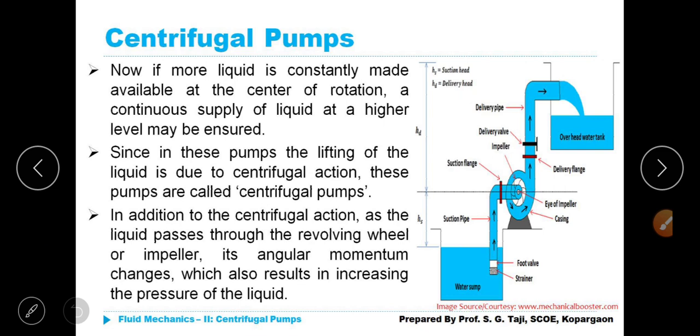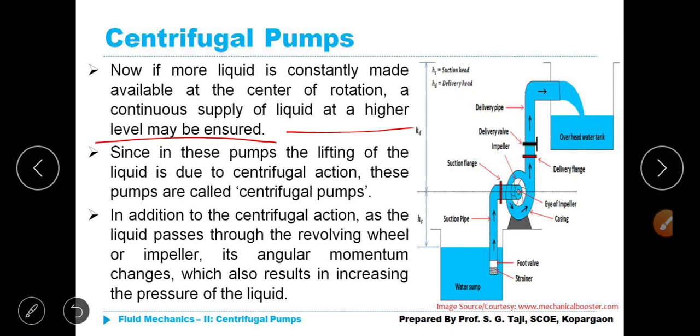If more liquid is constantly made available at the center of rotation, a continuous supply of liquid at a higher level may be ensured. Okay? There must be continuous and constant process, it should be carried out.